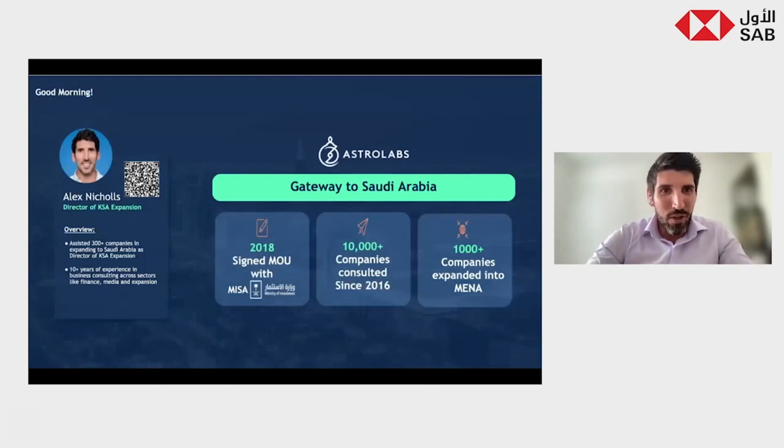Who are we, and why are we considered the experts in establishing in Saudi Arabia? Back in 2017, when we established Astrolabs in KSA, was when they first opened up 100% foreign ownership opportunities for businesses setting up in Saudi Arabia. With that, we signed an MOU with MISA, which was formerly SAGIA, in 2018, which allowed us to set up businesses in KSA. Since then, we've done over 10,000 consultations with businesses in multiple sectors across many countries. From that point, we've set up over 1,000 companies in the MENA region, 400 of those now specifically in Saudi Arabia.